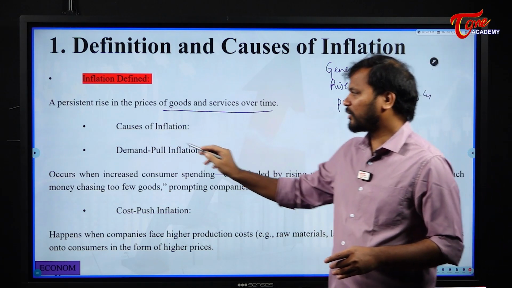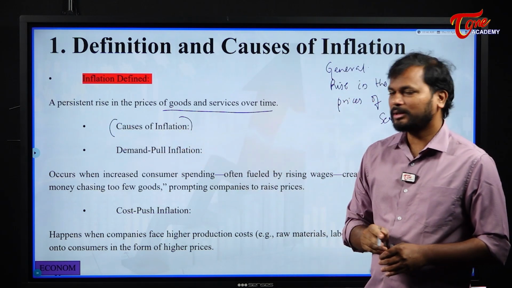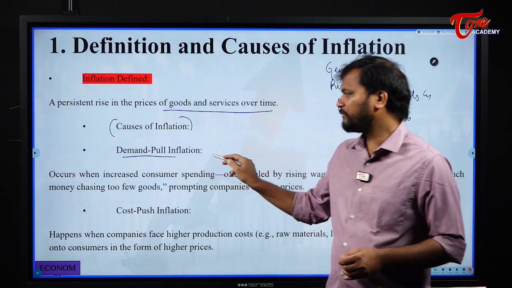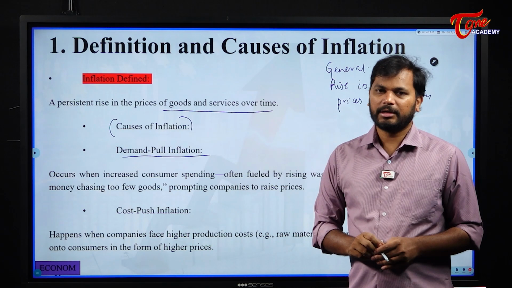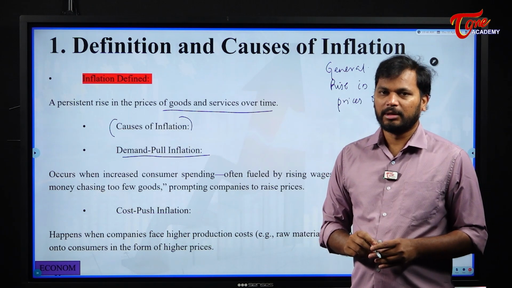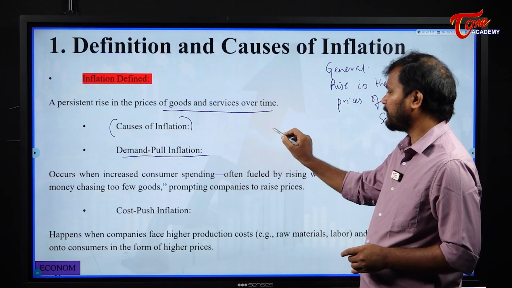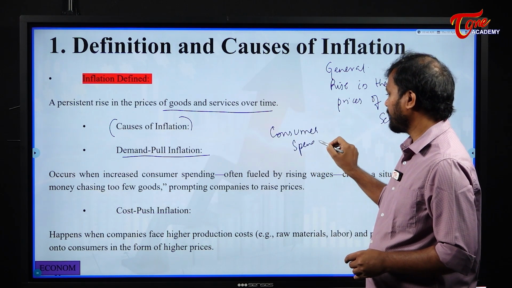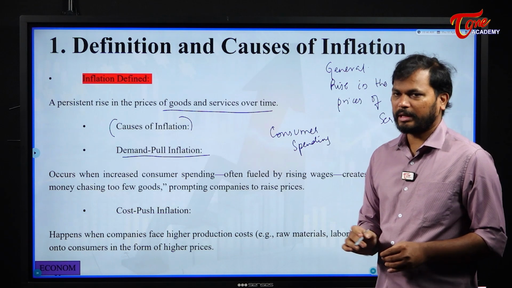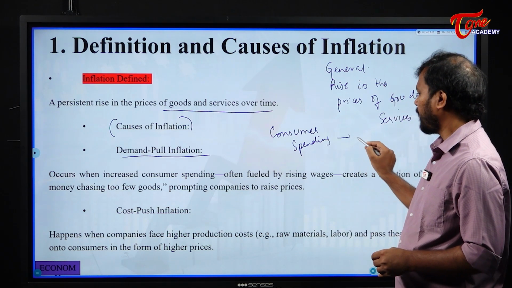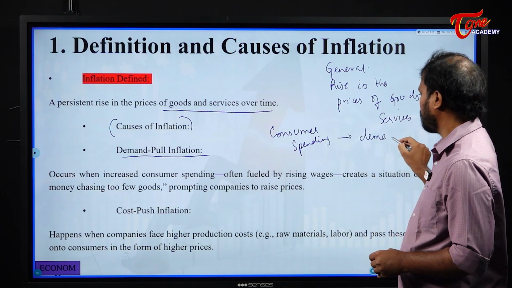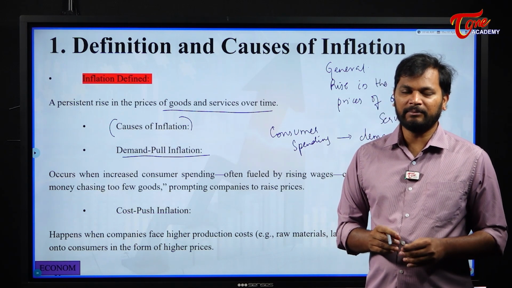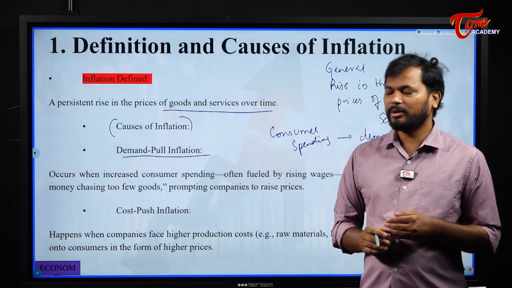Okay, now what are the causes of inflation? The first type of inflation is demand pull inflation. Demand pull inflation is nothing but if the consumer spending increases over time. Okay, if there is an increased circulation of money, and as a consequence of that, if the demand is increased over time, then that leads to demand pull inflation.